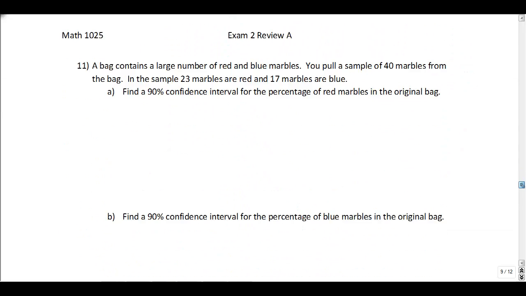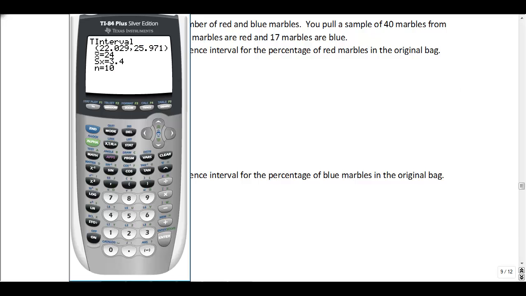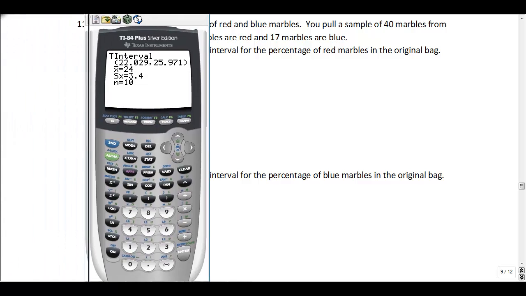Next one. Okay, it says a bag contains a large number of red and blue marbles. Pull a sample of 40 marbles from the bag. In the sample, 23 of the marbles are red and 17 are blue. Now we're going to find a 90% confidence interval for the percentage of red marbles in the original bag. There is a formula you can use to find the margin of error here. What I'm going to do instead, this is a proportion problem.